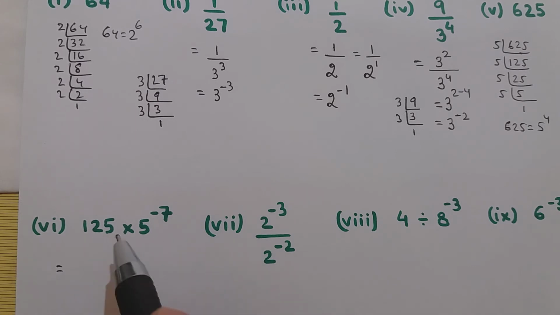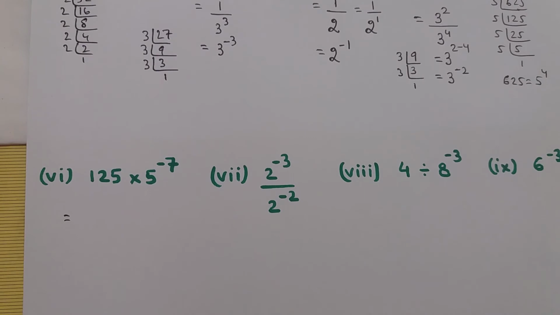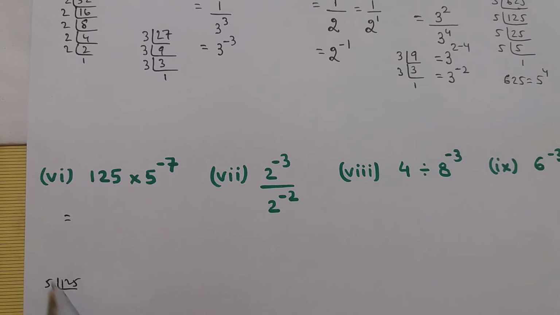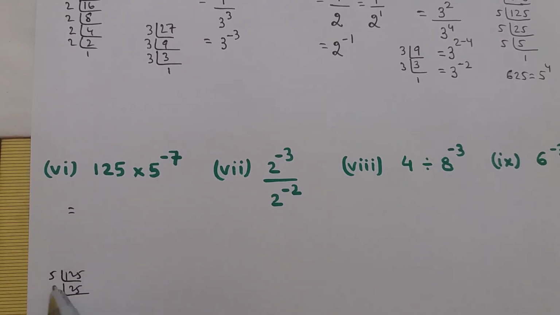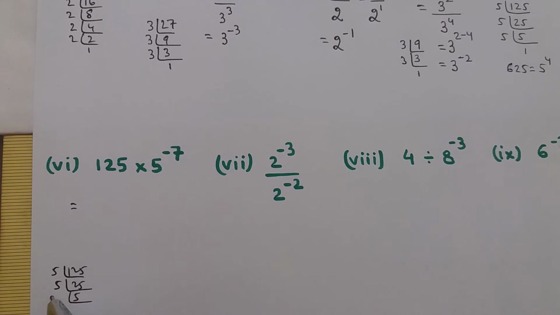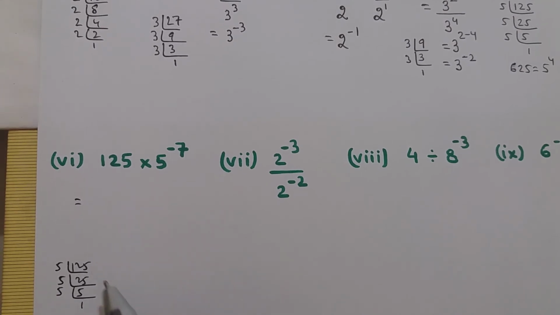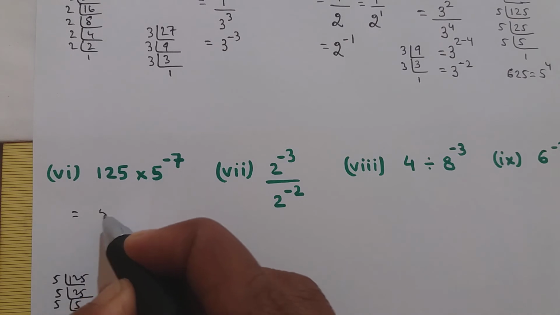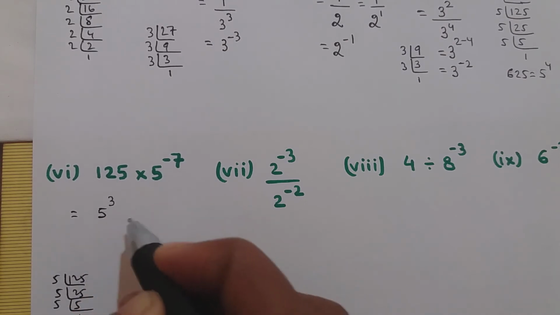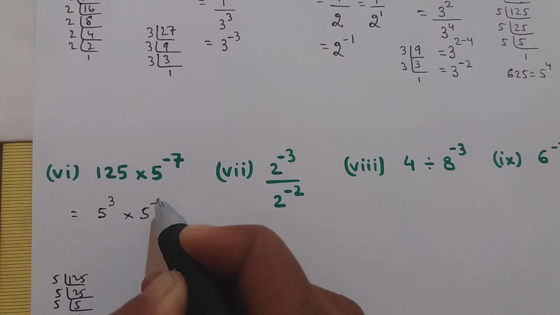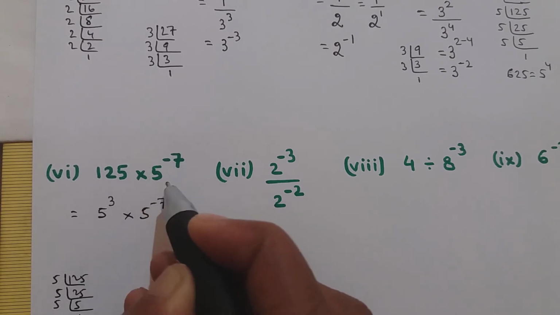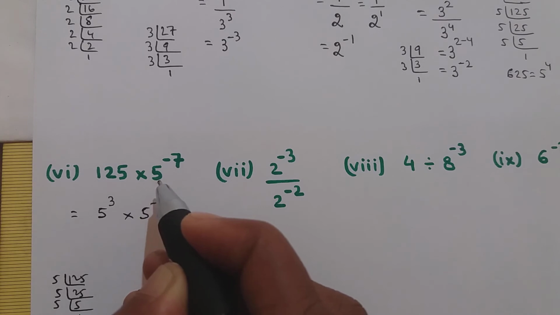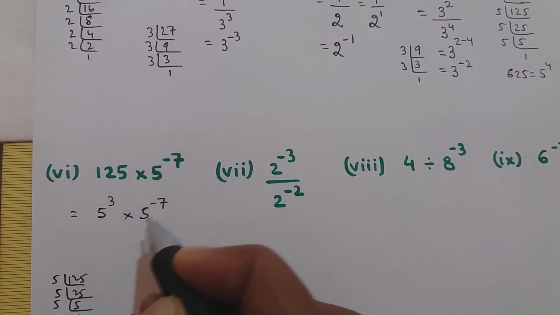So I will do the prime factorization of 125. So prime factorization of 125. Let us do it over here. So 5 25s are 125. 5 5s are 25. 5 1s are 5. So 125 is 5 into 5 into 5, or I can say 125 is 5 cube. So instead of 125 I can write 5 cube into 5 raised to the power minus 7. 5 raised to the power minus 7 is already in the power of 5, and 5 is a prime number. So I will keep it as it is.